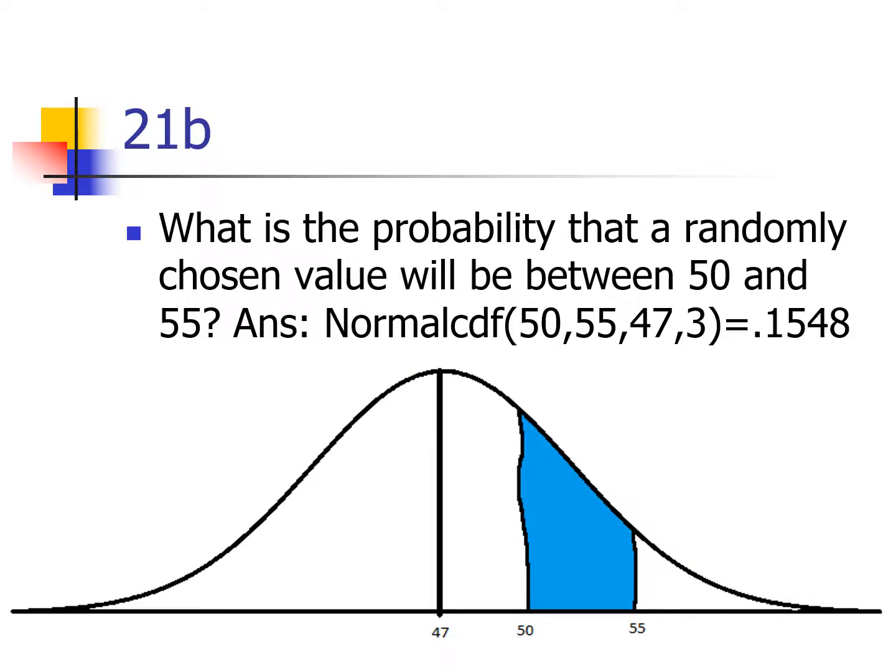And then 21B, what's the probability we're between 50 and 55? So again, plug in the same numbers. Looks like I got the mean and the standard deviation correct there. And then I think 22 is going to be the same type of problem. So again, pause it, solve that problem on your own, and go ahead and double check the answers.